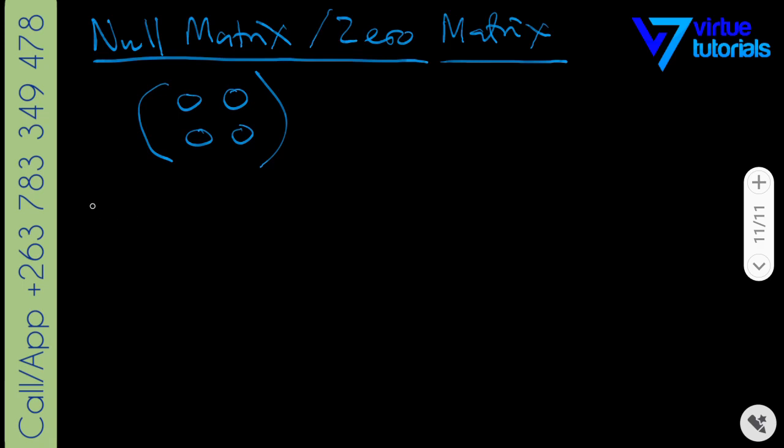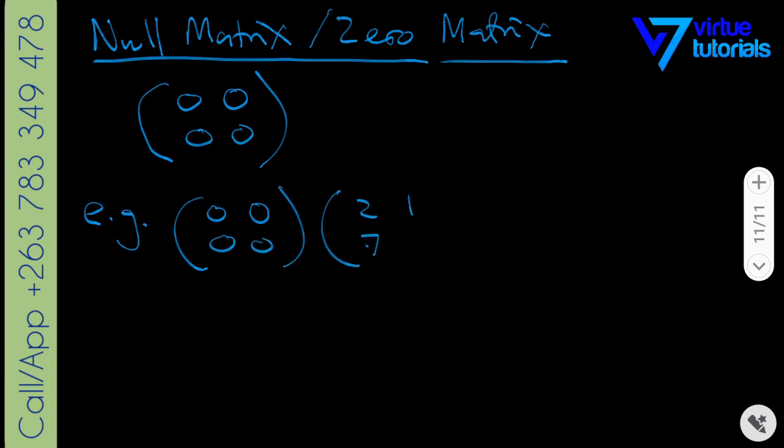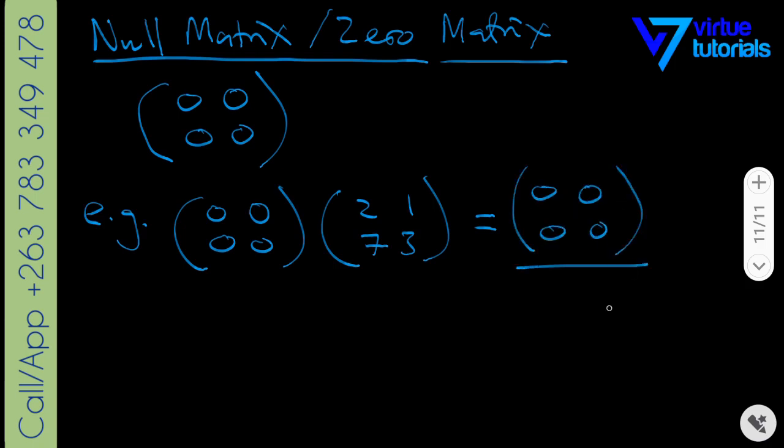What's the one thing that's worth noting about a null matrix? If you multiply any matrix, for example 2, 1, 7, 3, by a null matrix, your result should be a null matrix. So your result should just be a 0. Multiply anything by a 0, you get a 0. So that's a null matrix.